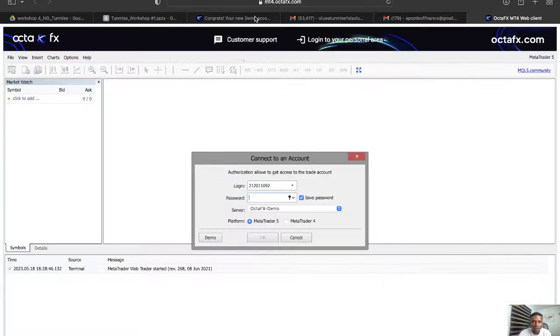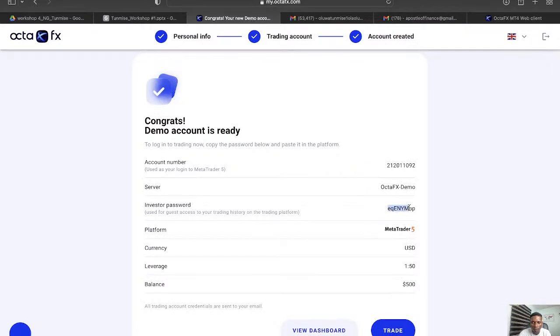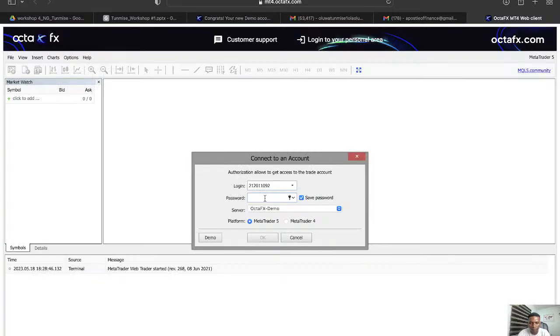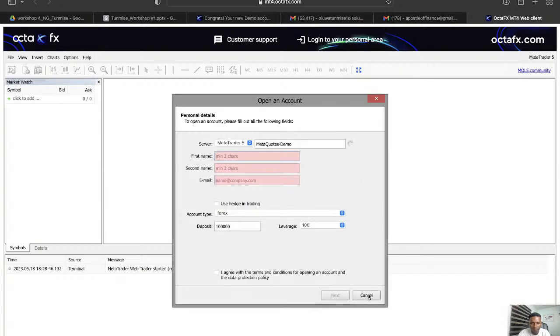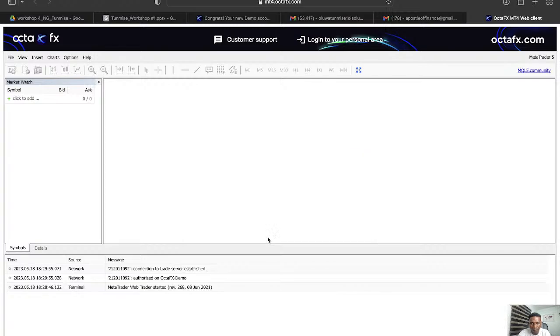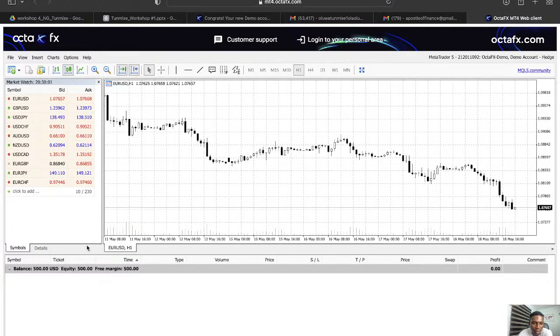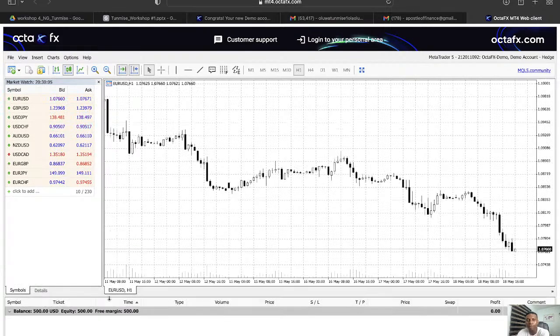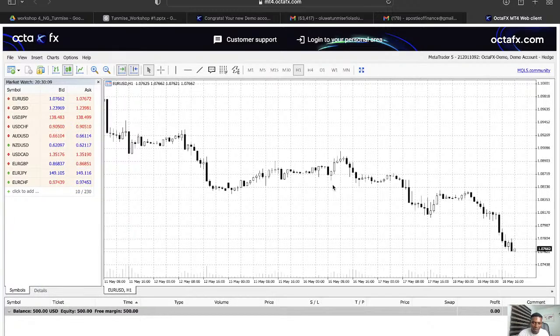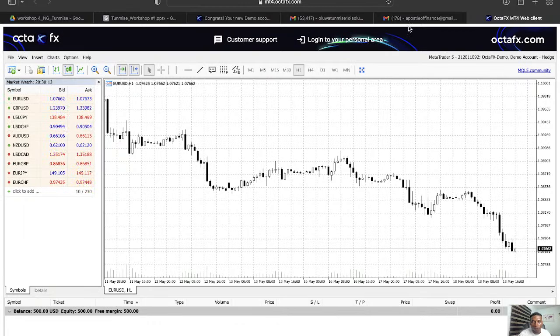Okay, so you put in that password. So you can see your account is here already. So that's the practical way to set up your account, right? Then you can start trading from here.